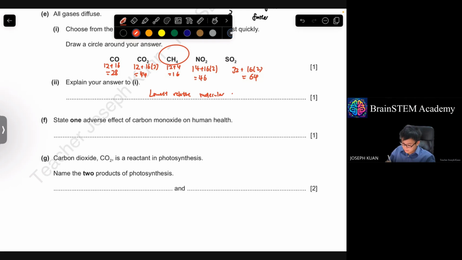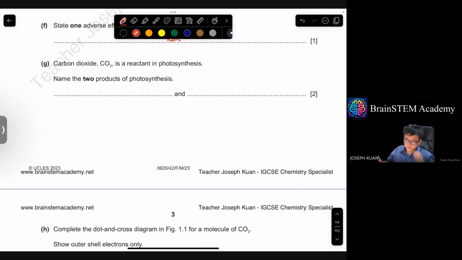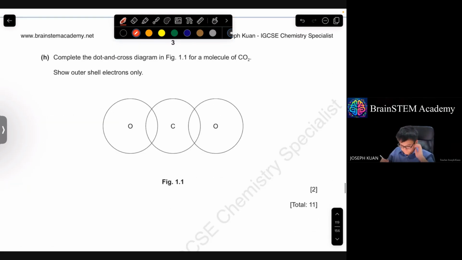Okay, next. State one adverse effect of carbon monoxide on human health. It is toxic. Next, carbon dioxide is a reactant in photosynthesis. Name the two products of photosynthesis. That will be glucose and oxygen gas. And let's move on. Complete a dot and cross diagram for a molecule of carbon dioxide.